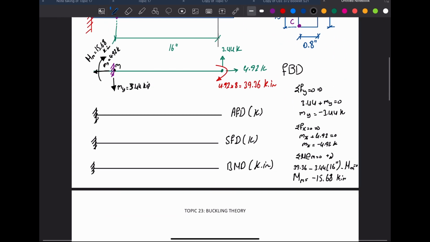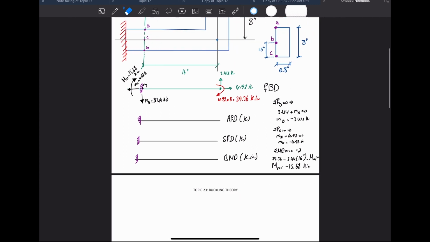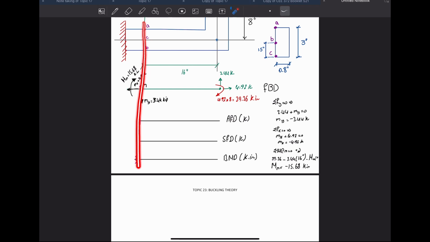So let's draw it now. Let me start from left to right. Again, I'm going to take this fixation and move it here, and I'm going to erase this. Okay, so here's the beam. Here is the point where I later want to calculate the stress, so I'm going to take the internal forces at this point. Now I do have a shear, so let's draw the AFD first.